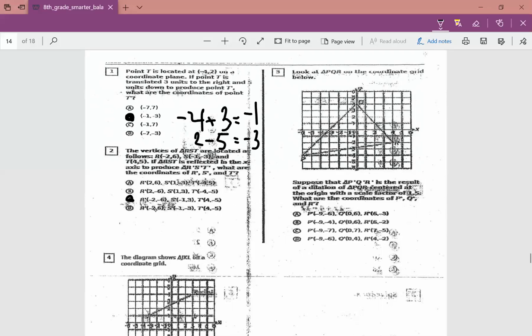So you wind up changing the sign of the y value, multiplying it by -1, but you don't change the x.